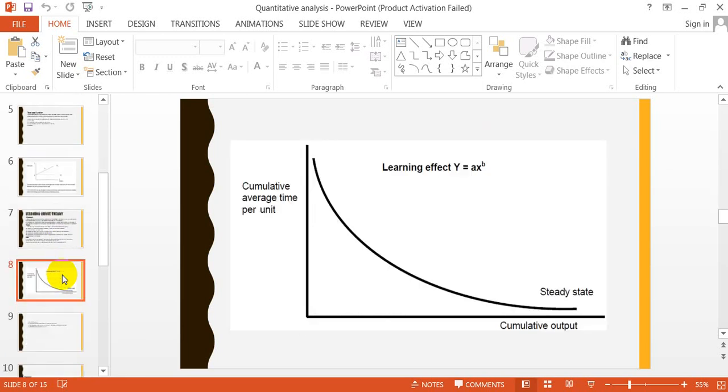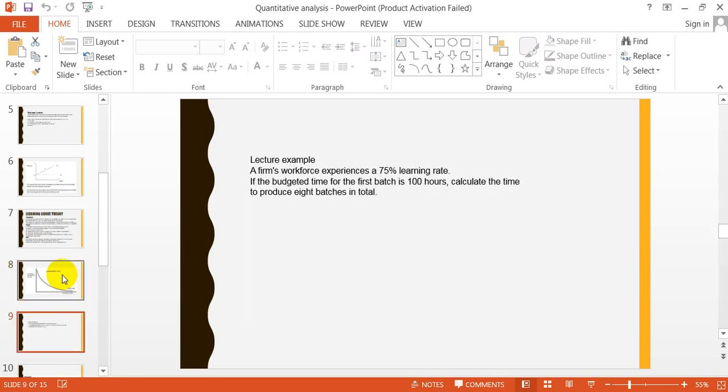So the time taken will continue reducing until it reaches what is known as the steady state. The steady state is the point at which there is no more learning. So the steady state is where you now set your standard. This is the time that we expect everybody to take to produce this product. So at the steady state, there is no more learning. Then you set your standard from the steady state. We'll quickly look at an example.